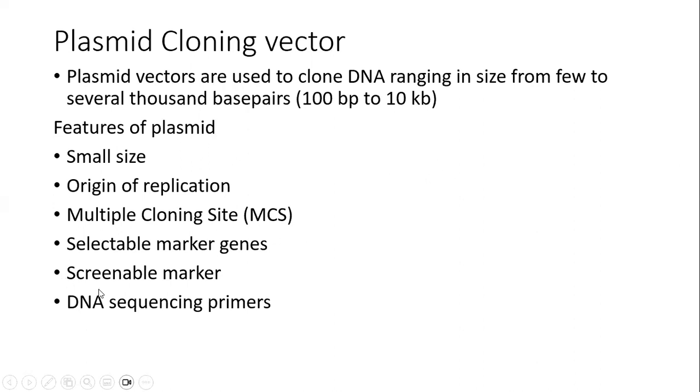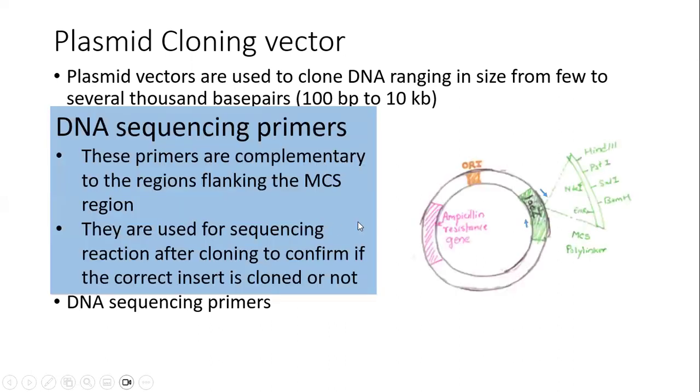Then the next property is the sequencing primers. So DNA sequencing primers are basically complementary to the regions flanking the multiple cloning site, which are represented by these arrows here. And they are basically used for sequencing reaction after cloning to confirm if the correct insert is cloned or not within the vector.